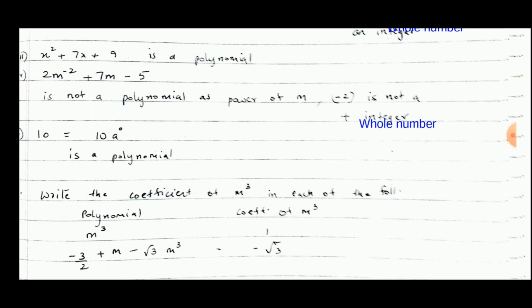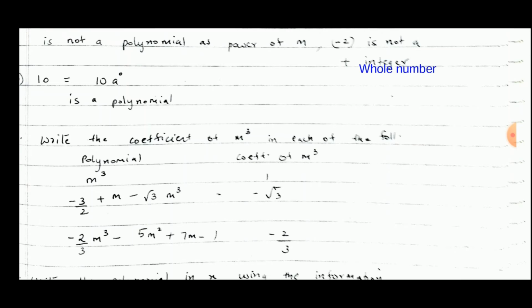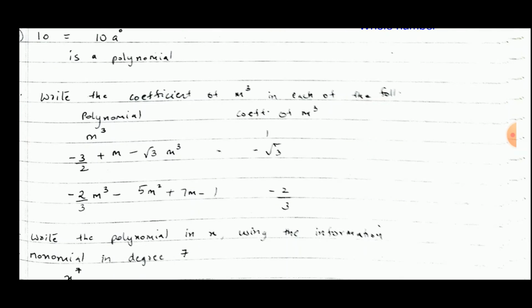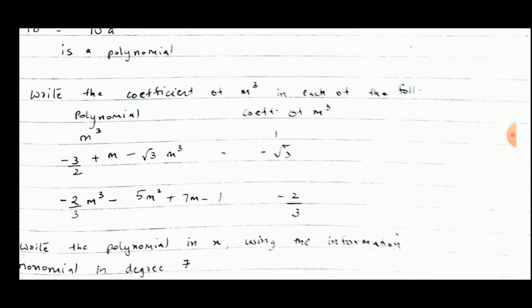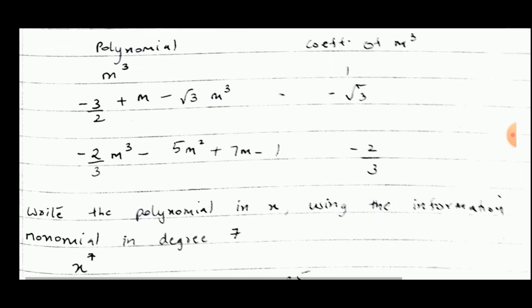Now write the coefficient of m cube in each of the following polynomials. The first polynomial is m cube, the coefficient of m cube is 1. Then the second one, minus 3 by 2 plus m minus root 3 m cube, the coefficient is minus root 3. Then minus 2 by 3 m cube minus 5 m cube plus 7m minus 1. Therefore, the coefficient of m cube is minus 2 by 3.